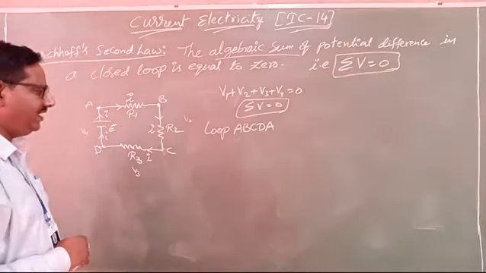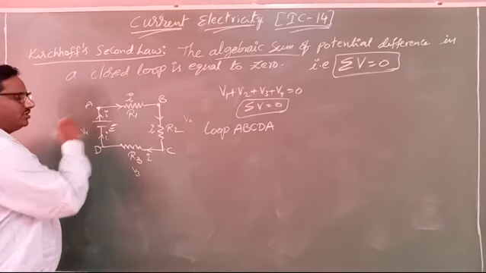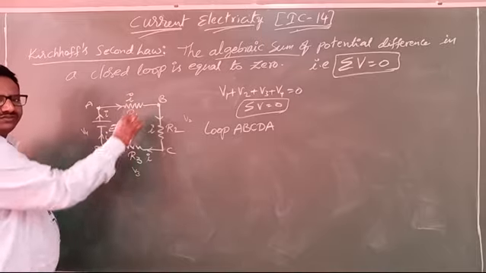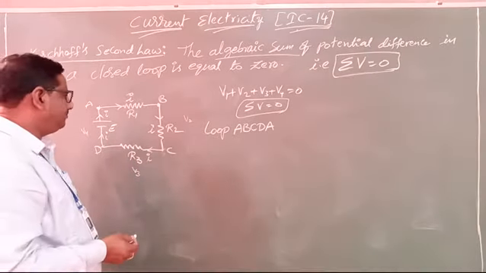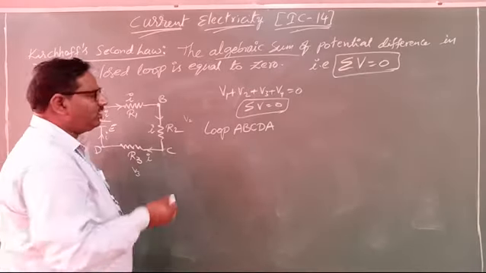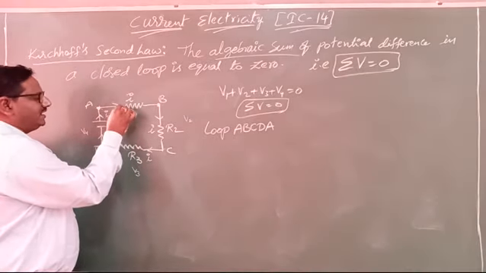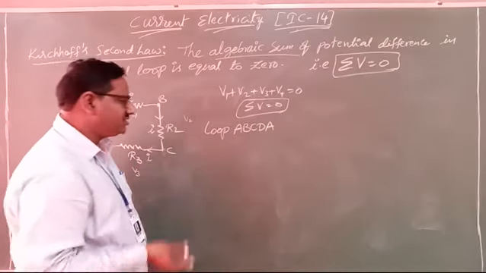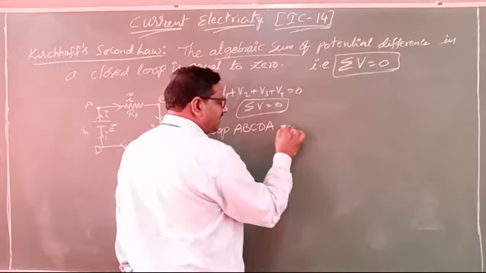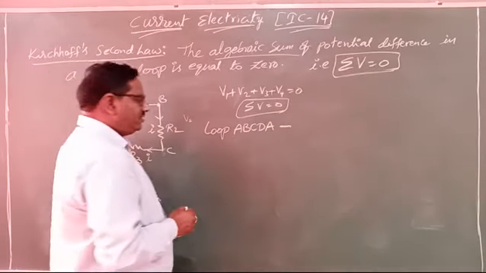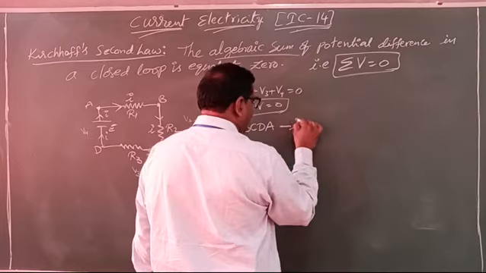Are you following clearly? Now, in this closed loop, we start from here. While starting, you and the current are both in the same direction. You move from A to B and the current also moves from A to B. Then according to sign convention, what can we write? The sign convention is represented with minus. So minus I into R1.